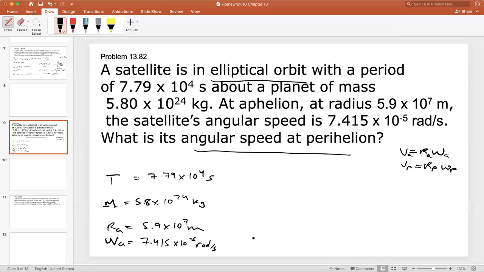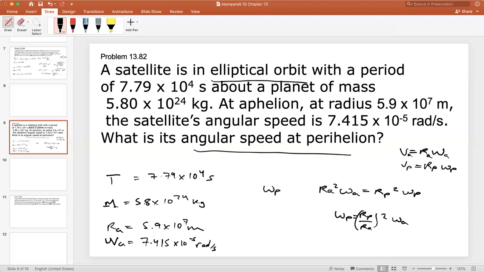Okay, so we need to find the angular speed omega P. And we know from Kepler's third law that R_A squared omega_A is R_P squared omega_P. So the first thing we need is to be able to find R_P. We have R_A, it was given to us. We have omega_A, that was given to us, but we don't have R_P. So how do we find R_P?